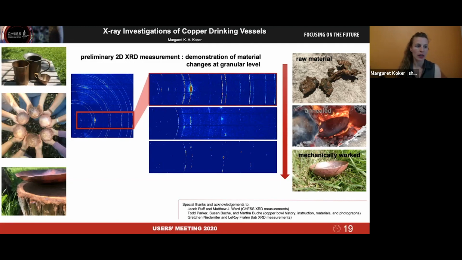So I'll be talking about the traditional methods for how these bowls are made, how we might be able to study their material properties using X-ray diffraction, and what we might want to learn from that. And additionally, I'd like to touch on, if I have time today, how and why we incorporate undergraduate students into our research. Thank you.